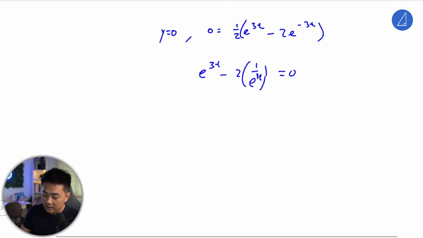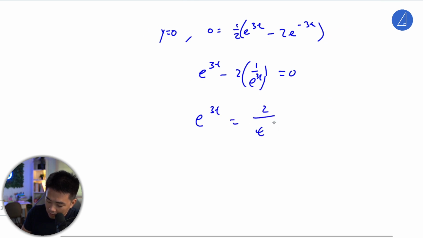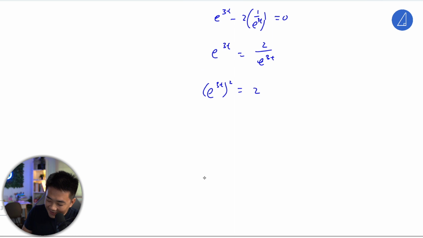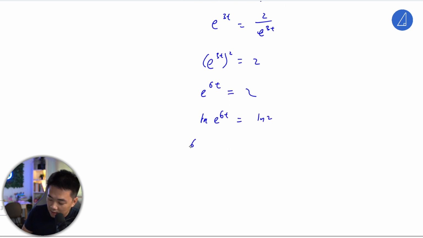Okay. Then in this case, what I'm going to do is e^(3t) = √2. Then I'm going to cross multiply across. So this is e^(3t) squared equals 2. This is interesting. So e^(3t) squared, we could have e^(6t) actually, equals 2. Then ln both sides: ln e^(6t) = ln 2. Then I'm going to get 6t = ln 2. So t is equal to 1/6 of ln 2.